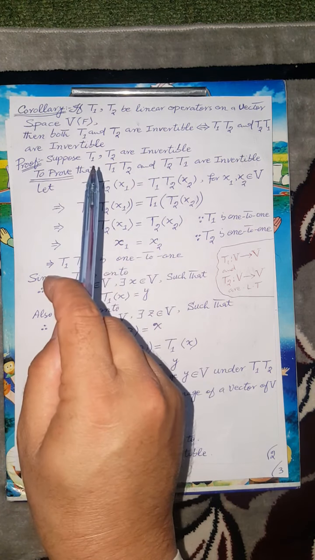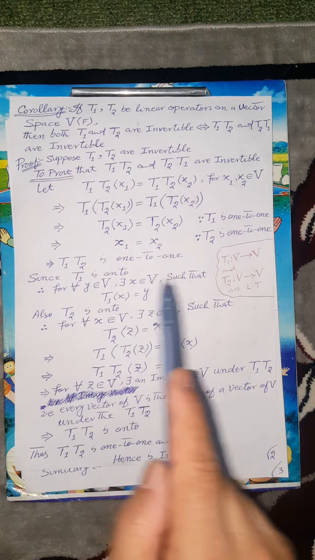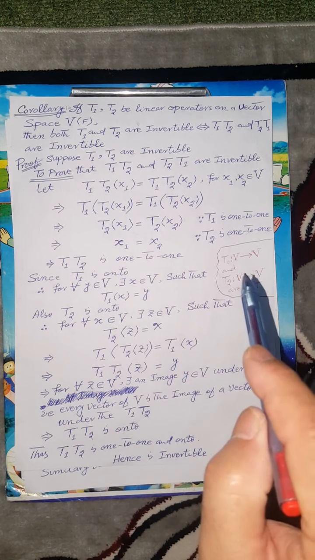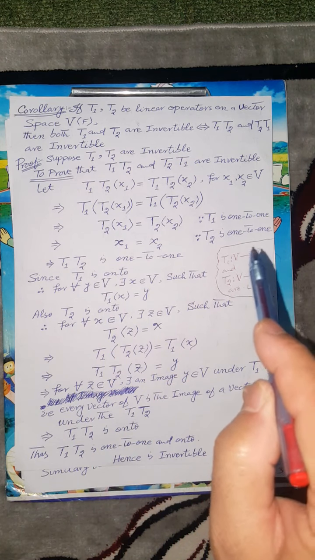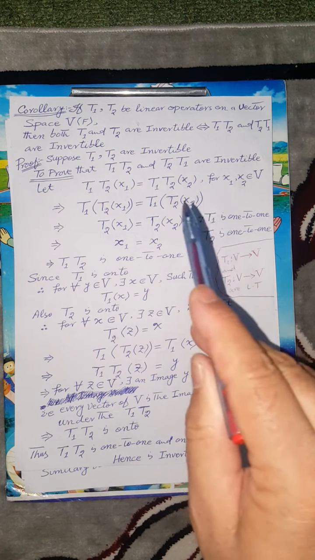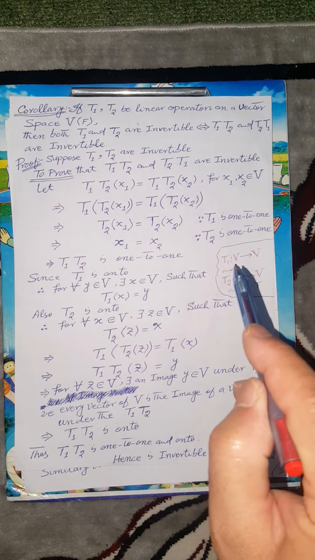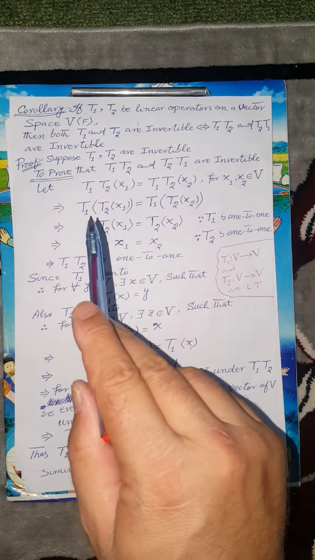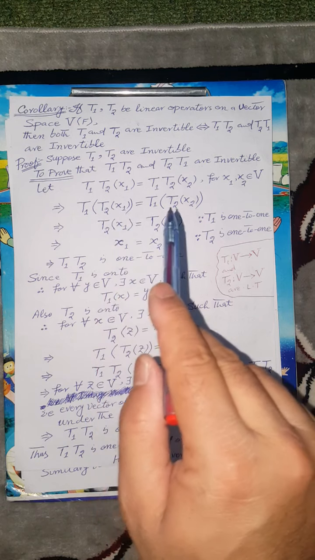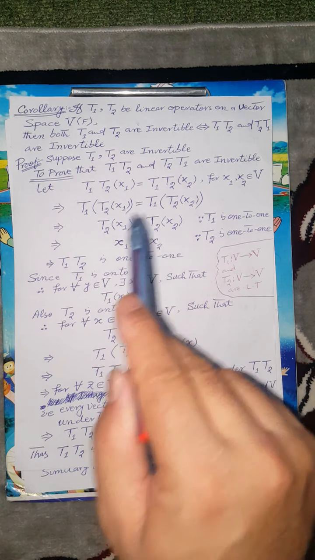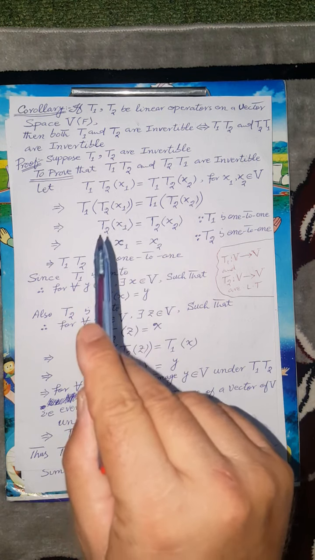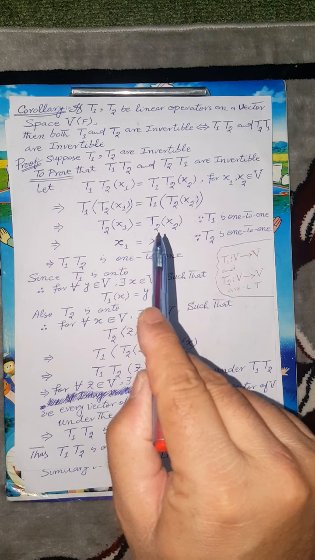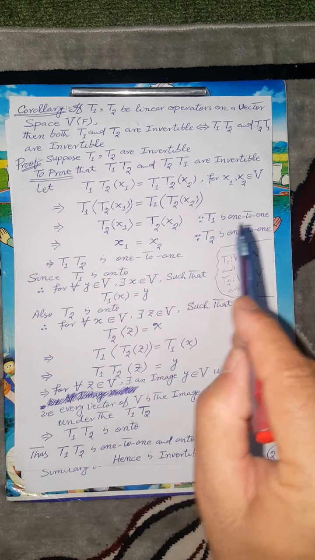Since T1 is invertible, by definition T1 is 1 to 1 and onto. Therefore T2 x1 and T2 x2 are also elements of the vector space V over the field F, and the images of T2 x1 and T2 x2 under the linear transformation T1 are the same, which implies that T2 x1 and T2 x2 are the same, as T1 is 1 to 1.